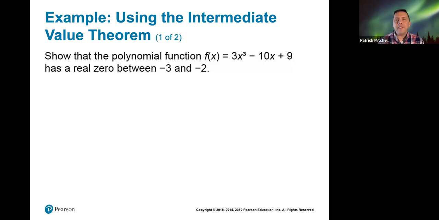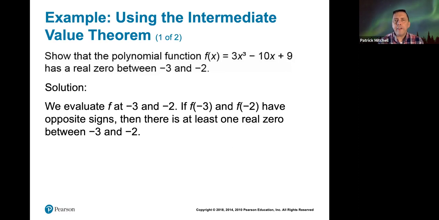So it's helpful that they're giving me these two numbers, -3 and -2. What I'm going to do with those is evaluate the function at those values. And if f of -3 and f of -2 have opposite signs, then we're done. That means, by the intermediate value theorem, that there has to be at least one real 0 between -3 and -2.